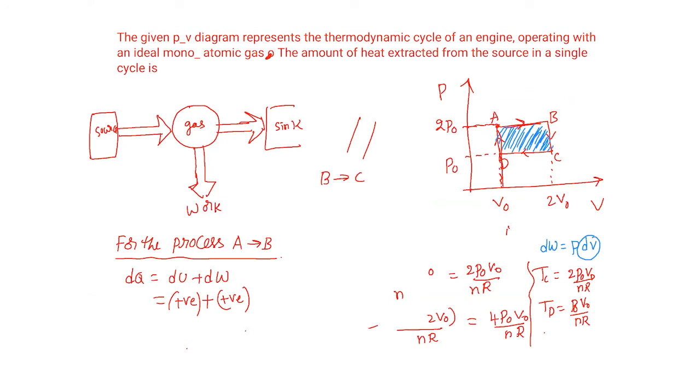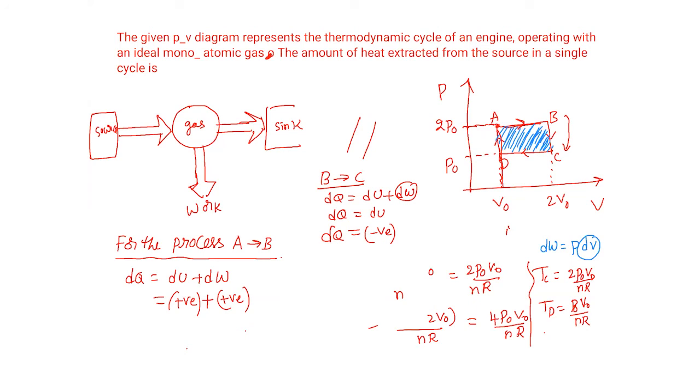In the process B to C, separately I have to do that. By the first law of thermodynamics, dQ equals dU plus dW. Of course, dW is 0, so dQ equals dU. Am I correct? In the process B to C, temperature is decreasing, so internal energy will become negative. Then what will happen to dQ? Negative. So is heat supplied to the gas or extracted from the gas?